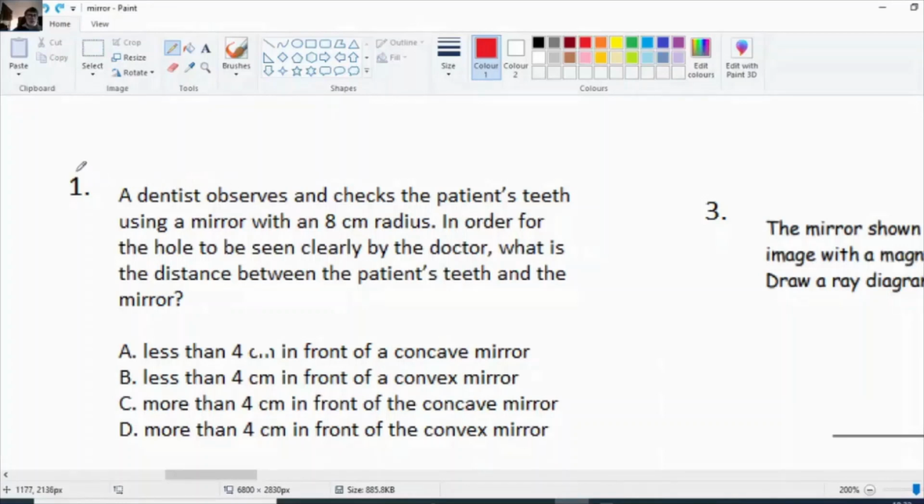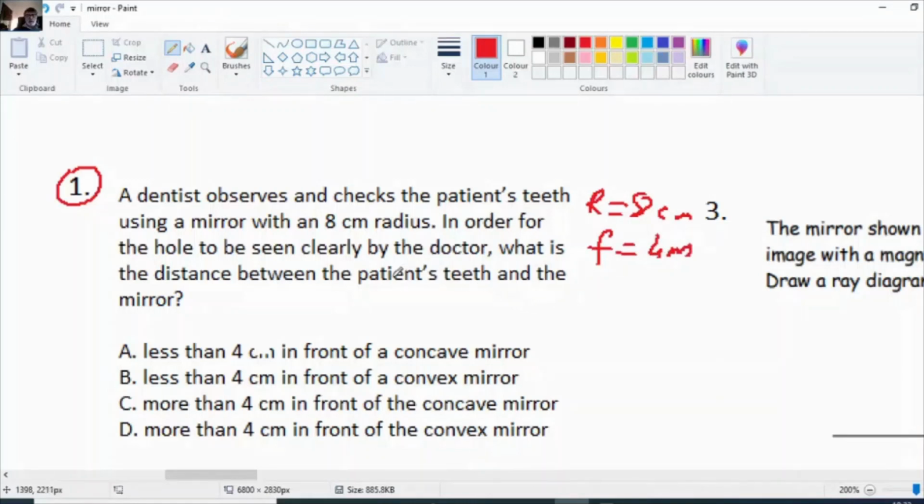Here is the first example. A dentist observes and checks the patient's teeth using a mirror with an 8 cm radius. In order for the hole to be seen clearly by the doctor, what is the distance between the patient's teeth and the mirror? First of all, the radius of the mirror is equal to 8 centimeters, which means the focal length is going to be equal to 4 centimeters.